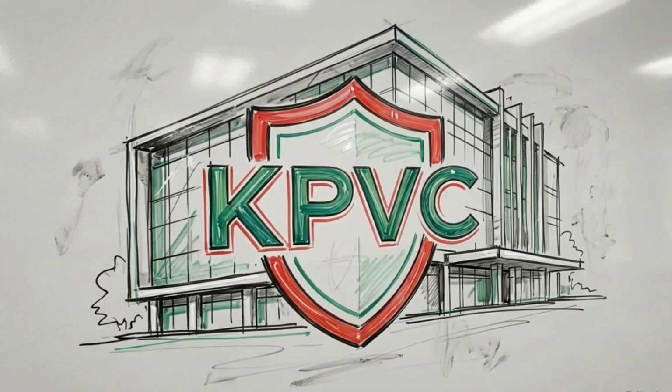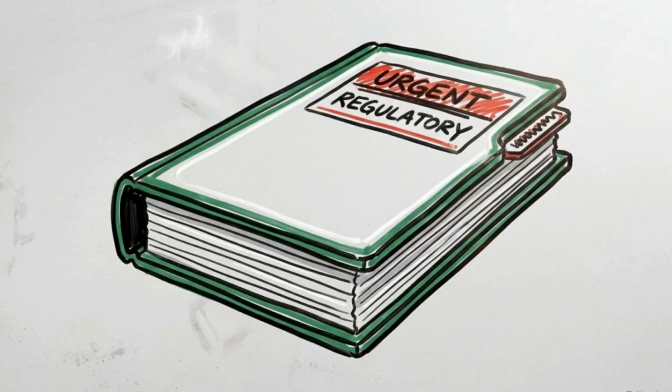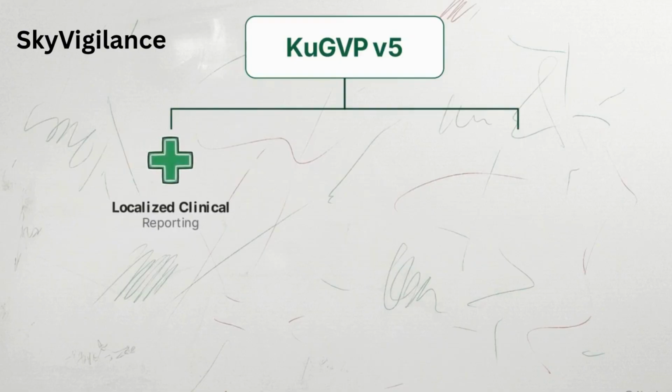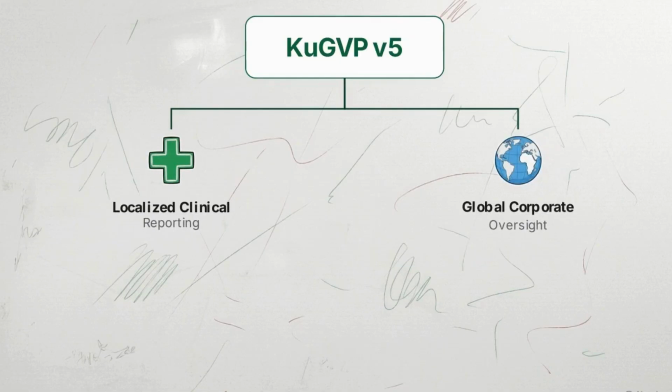The Kuwait Pharmacovigilance Center, or KPVC, is the central authority responsible for this oversight. They enforce the Kuwait Good Pharmacovigilance Practice Guidelines, commonly referred to as KU-GVP. KU-GVP version 5 organizes compliance into a bifurcated ecosystem, one half rooted in localized clinical reporting and the other in global corporate oversight. True compliance under this system demands precise integration.